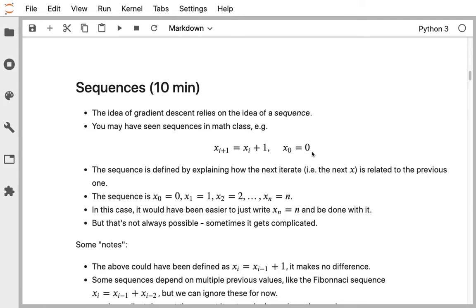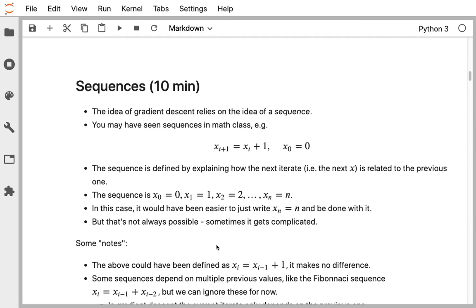So in this case, x1 is going to be x0 plus 1, which is 0 plus 1, which is 1, and x2 is going to be 1 more than that, which is 2, and x3 will be 1 more than that, which is 3, and so on and so forth. So this is kind of a silly sequence because you could have just written x_n equals n and be done with it, but that's not always possible. You can't always, given this update rule of how to get the next one, just write down what the nth element is going to be.